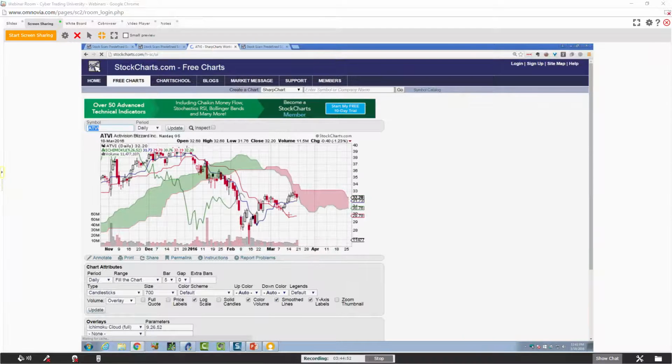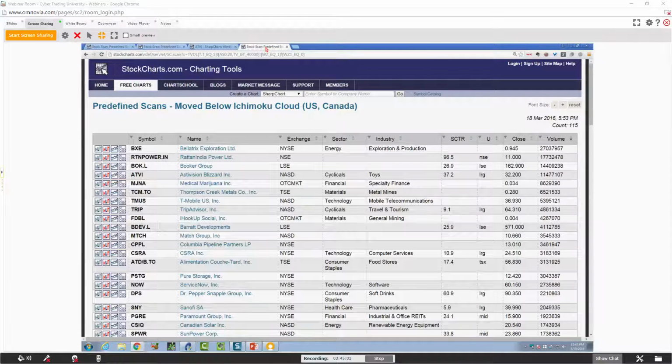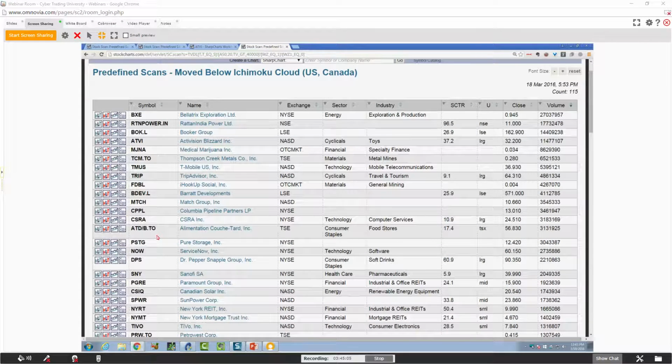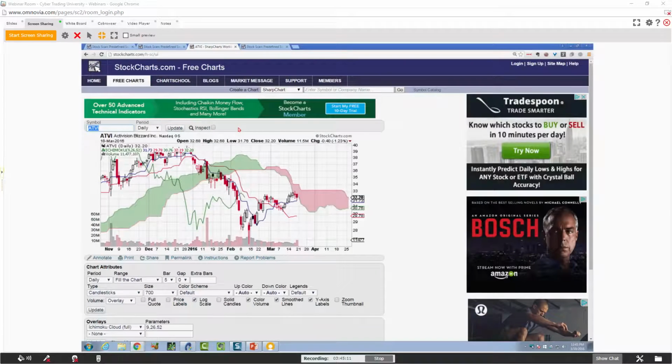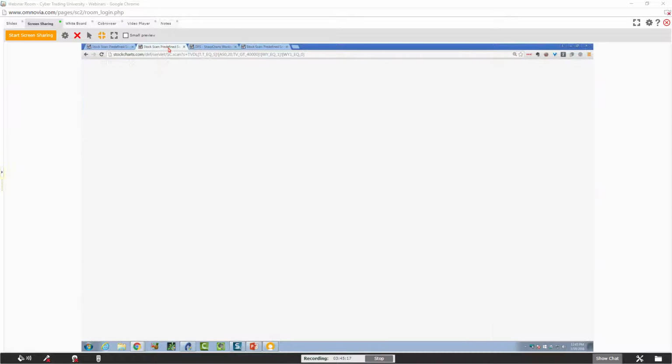All right, so it was in the cloud. Overhead resistance worked, and now it's back below the cloud, so that is a good short. So that is a good sell signal. You could also do stuff for breaking down. So DPS, let's go DPS, see if that sets up for us. DPS, more of a sideways. On this one, I would probably stay away from it because it's got too much sideways gyration. So on that one, I would skip.